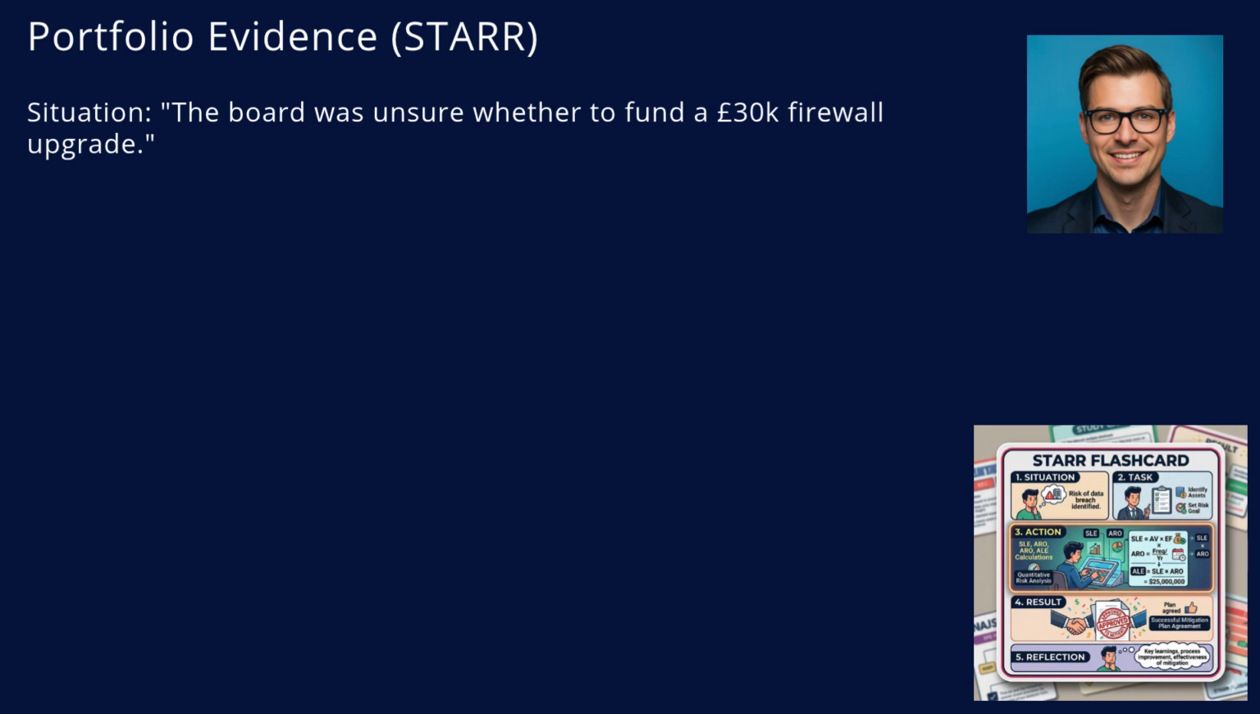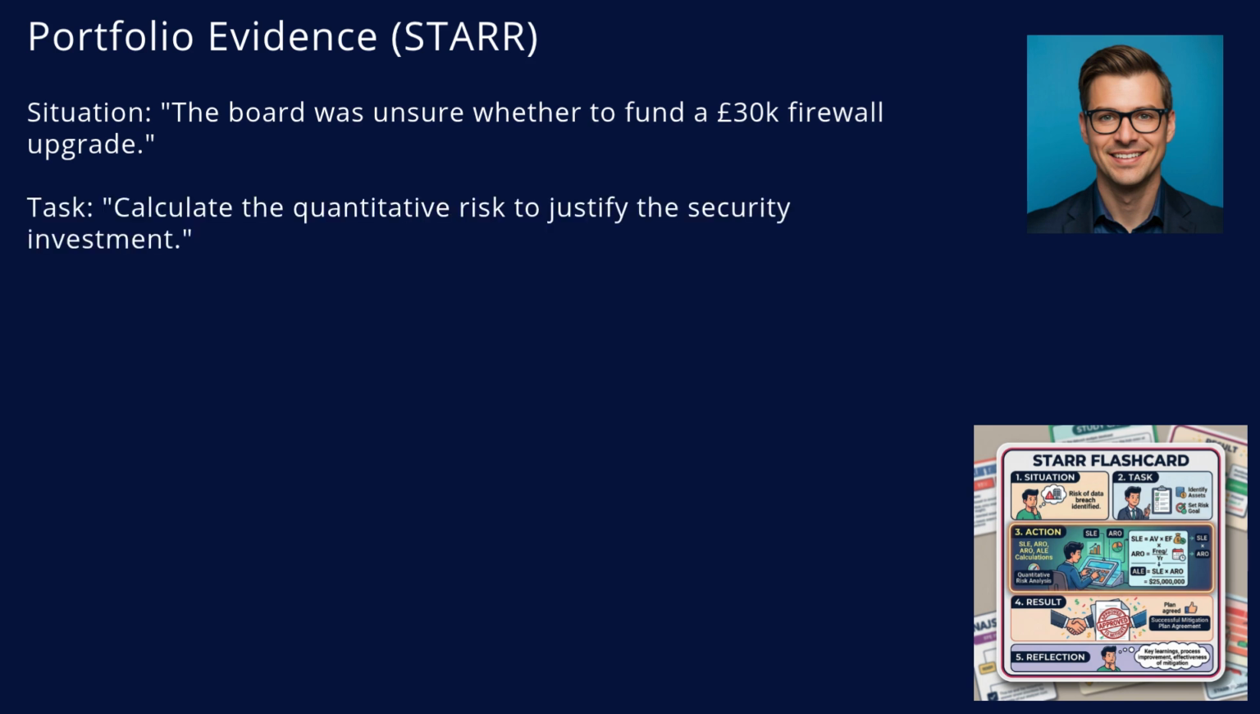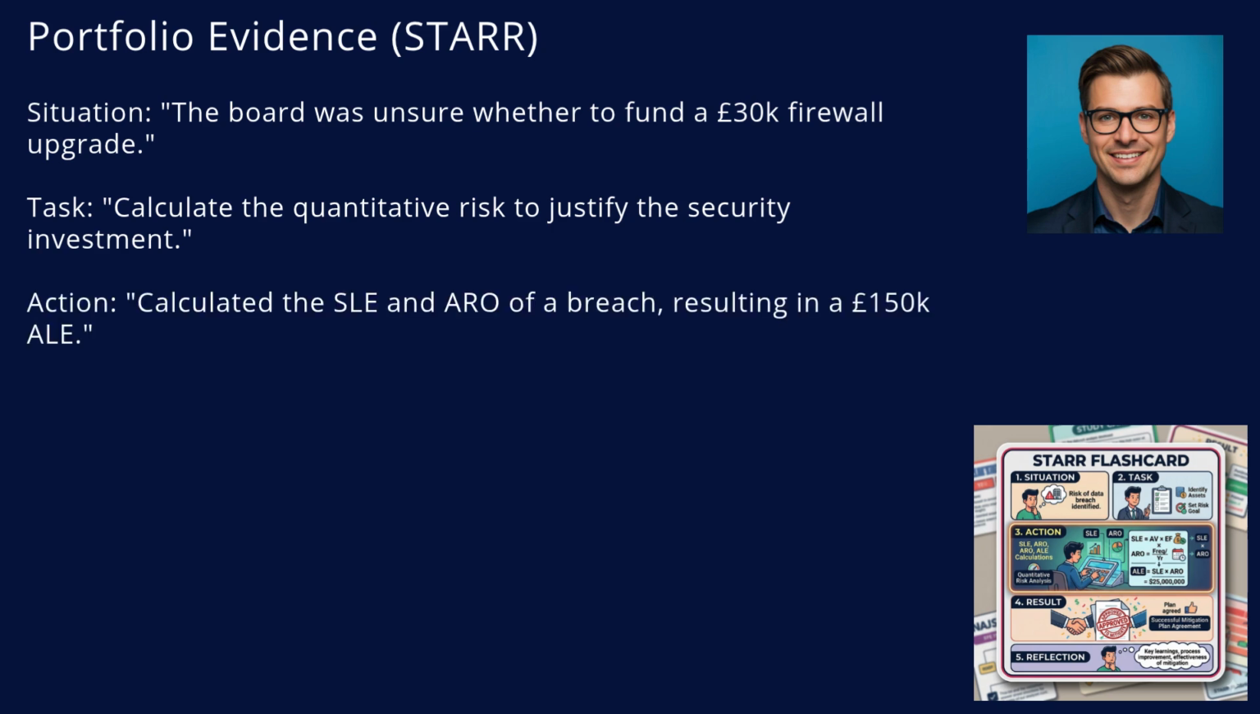Situation: the executive board was hesitant to approve funding for a £30,000 firewall upgrade. Task: my task was to calculate the quantitative risk to provide a concrete business case for the investment. Action: I reviewed historical data to calculate the single loss expectancy and the annualized rate of occurrence for a potential breach. The math revealed an annualized loss expectancy of £150,000.